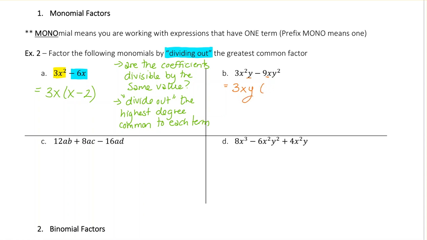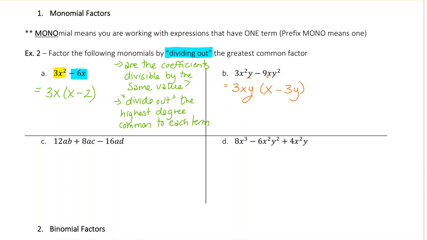What does that leave you with? Well, if you factor 3xy out of 3x squared y, you're left with only x. And if you factor that 3xy out of 9xy squared, you're left with 3, because 9 divided by 3 is 3. And then you are left with y. Okay, and you factor that second problem.